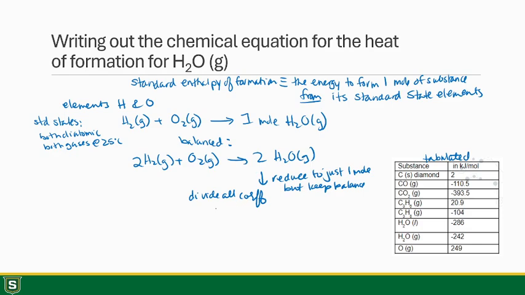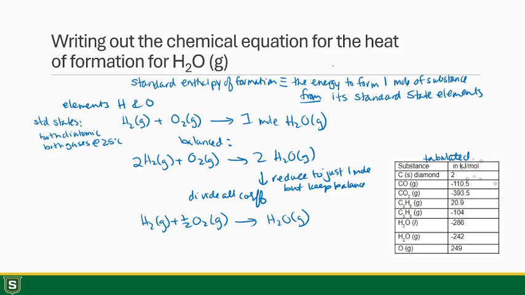Which means I will end up with fractional coefficients. 1 mole of hydrogen gas plus half a mole of oxygen gas, making 1 mole of water in gas state, 1 mole of steam. Notice that you say you can't have fractional coefficients. But remember, I'm not doing this reaction. This isn't an actual reaction.